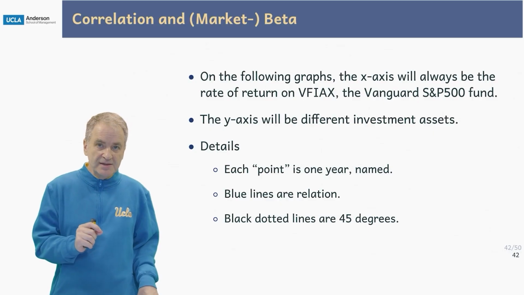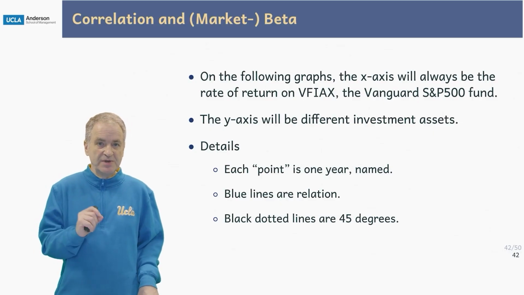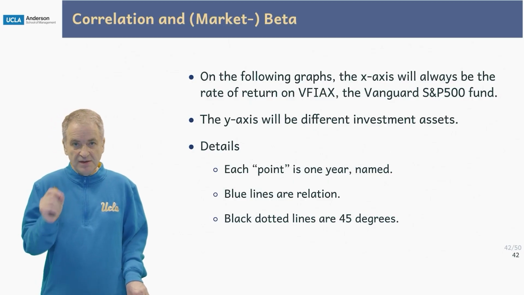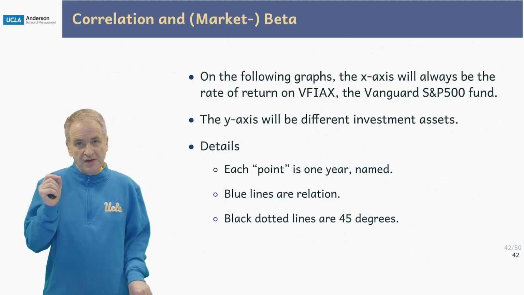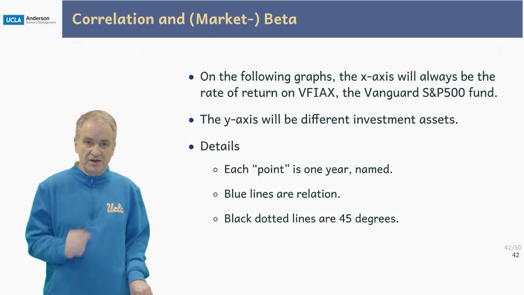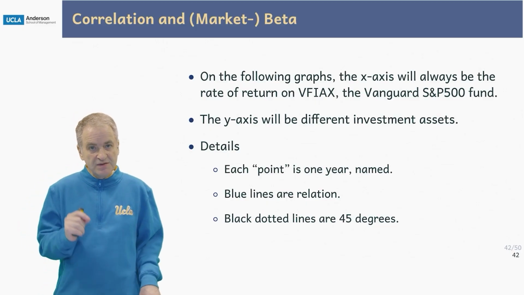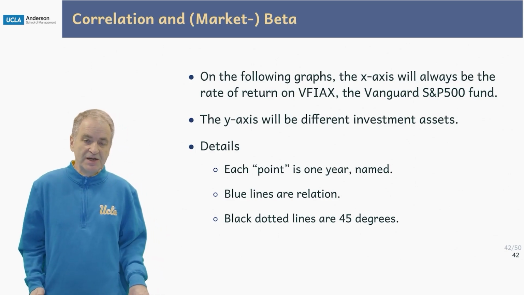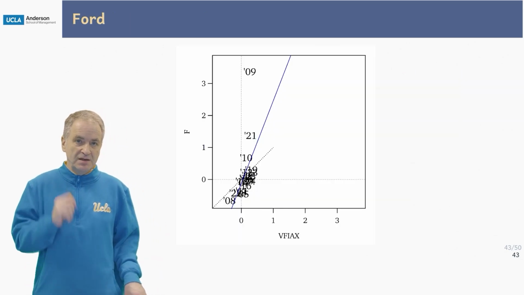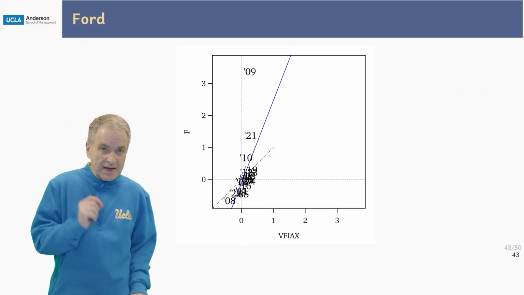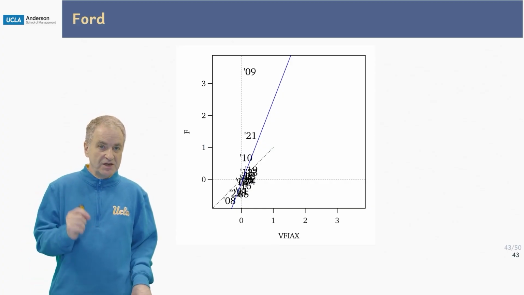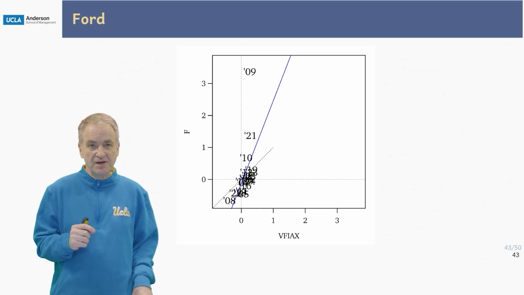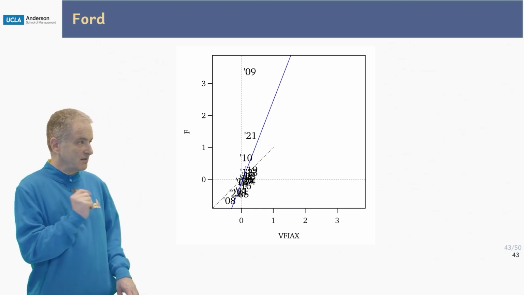On the y-axis, I'm going to use different investment assets. And in each of these, a point is going to be 1 year, that is the rate of return on the index fund and the rate of return on another investment asset. The blue line is going to be the best fit line, and the black dotted line is the 45-degree line. So here is my first graph. On the y-axis, I've got Ford, the rate of return on Ford, and on the x-axis, as I say, I have the S&P 500. Now, take a look at this graph for a little bit.